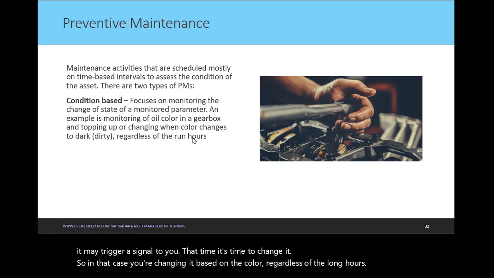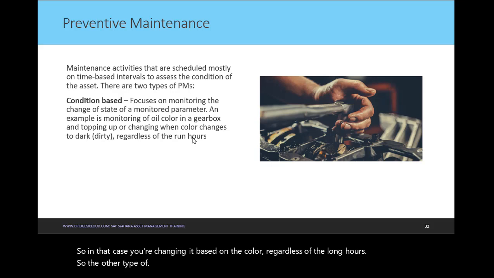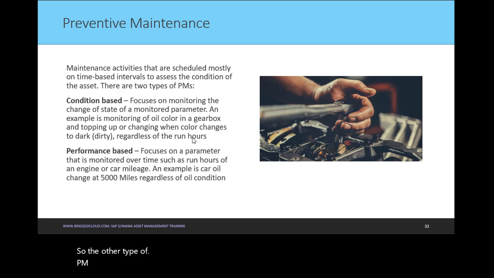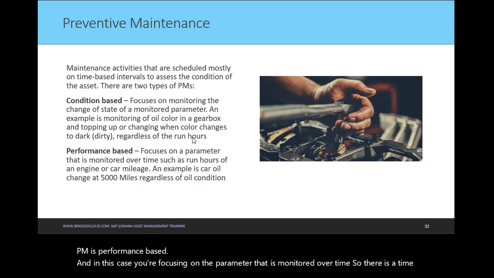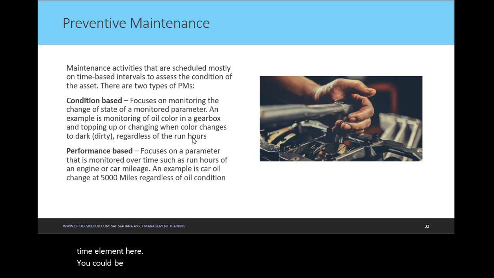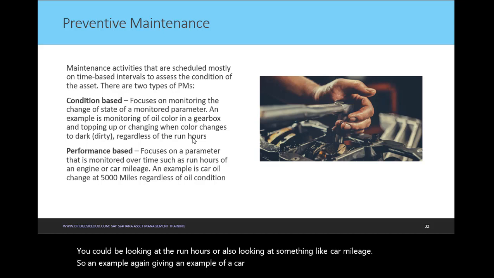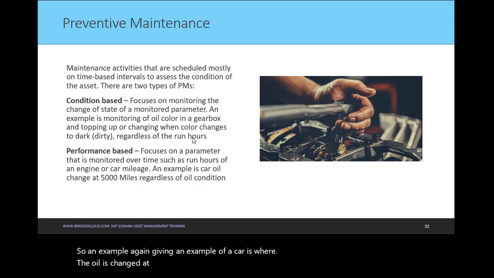The other type of PM is performance-based. And in this case, you're focusing on the parameter that is monitored over time. So there's a time element here. You could be looking at the run hours or also looking at something like car mileage. So an example, again, giving an example of a car, is where the oil is changed at 5,000 miles, regardless of the condition.